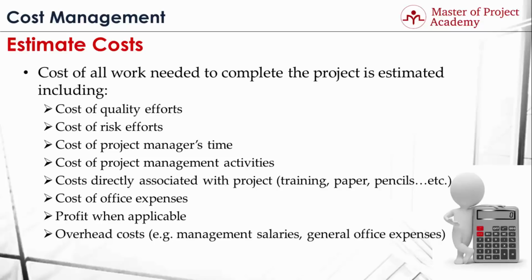Overhead costs, such as management salaries, general office expenses, etc. CEO of a company does not work actively in a project, right? But he has a salary, so he has a cost to the company. Similarly, security guards of the company do not work on projects, but they are a cost to the company. These kinds of overhead costs of the companies are considered when calculating costs of each project.